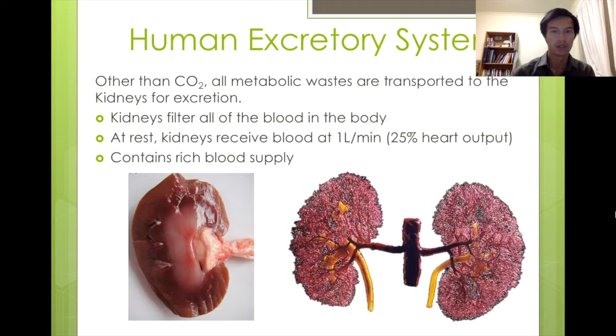Okay. Now let's look at the human excretory system. So all metabolic wastes are transported to the kidneys for excretion. Here is what a kidney looks like in a diagram, like a real sample. And then here is also the blood network that fits around the kidneys.